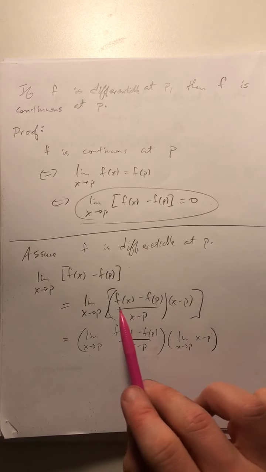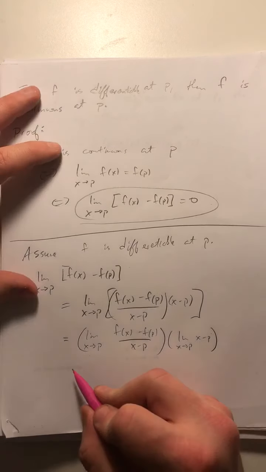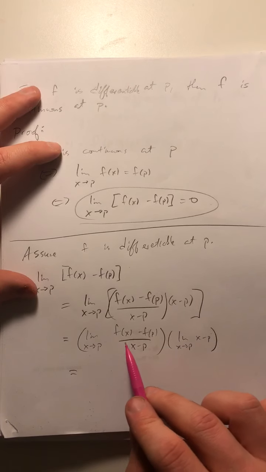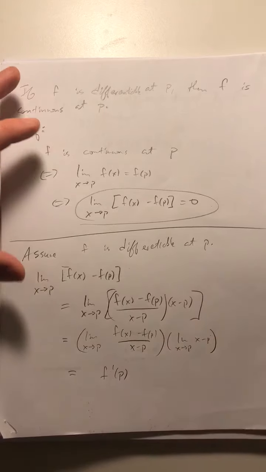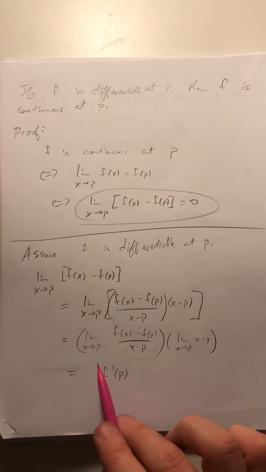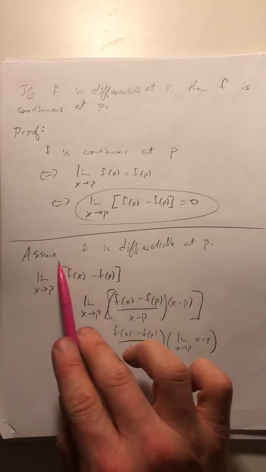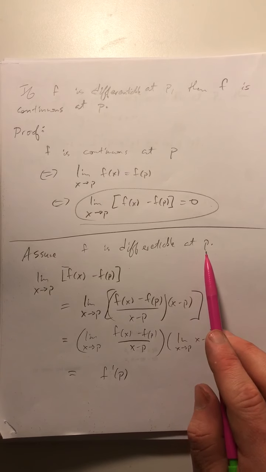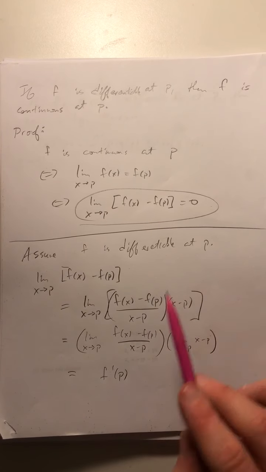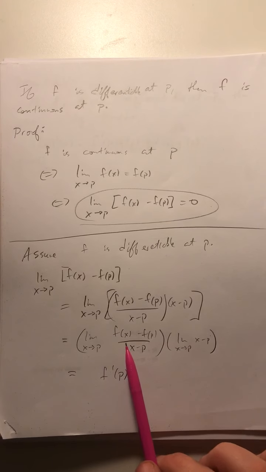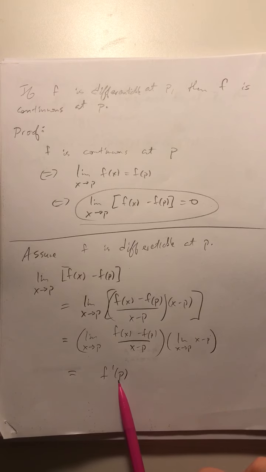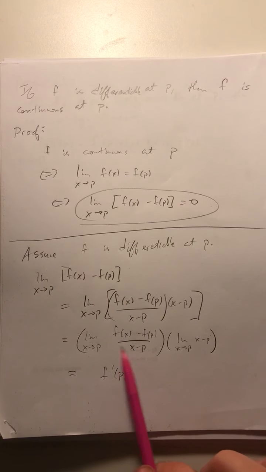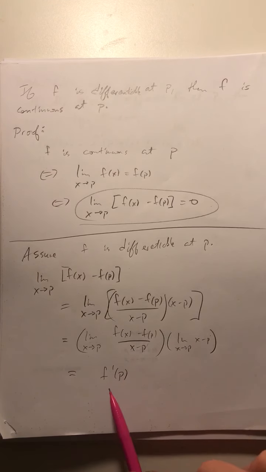Okay. So the limit of a product is the product of the limits. On the left, the limit as x goes to p of f of x minus f of p over x minus p, that is f prime of p by definition. So this limit exists and is equal to f prime of p. So we've assumed that f is differentiable at p. And that means, by definition, that this limit in the first parentheses here exists. That's what it means for f to be differentiable at p. And this is the definition of f prime of p. So this is equal to f prime of p because that's the definition of f prime of p.